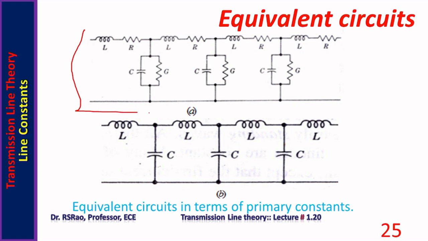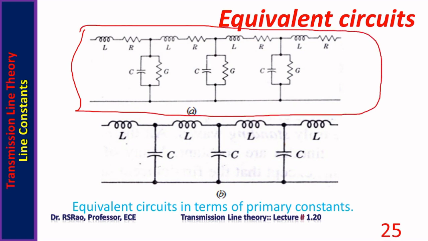Now we consider actual models of transmission lines. Here is a model. The model is called an equivalent circuit. A beautiful name for a model is equivalent circuit. Here you can find in the equivalent circuit several sections. In fact, these sections go on and on. The number of sections in the equivalent circuit is equal to the number of unit lengths in the line. Each section consists of a series LR and a parallel GC.